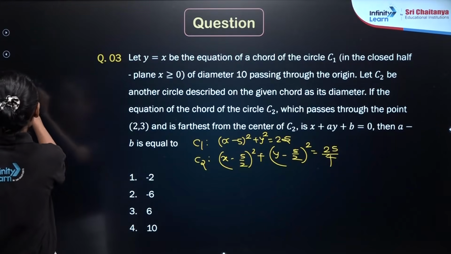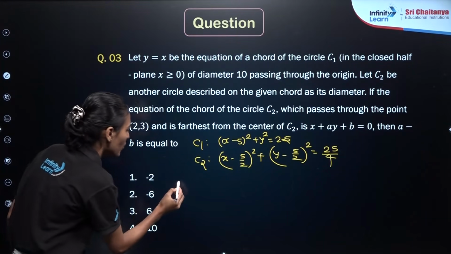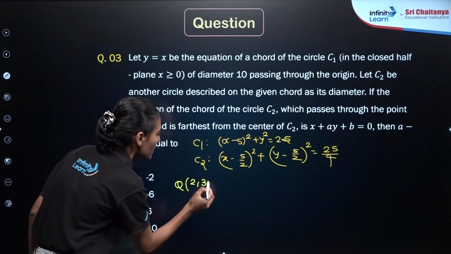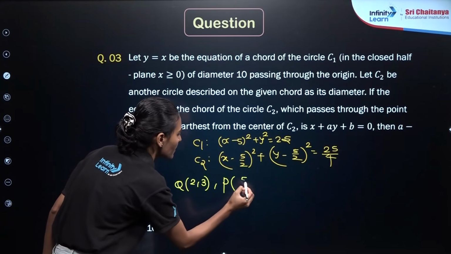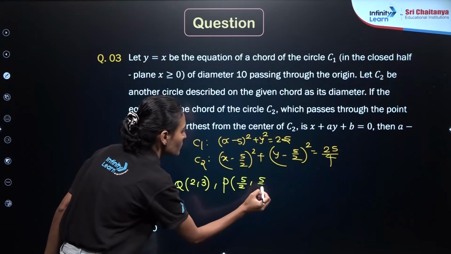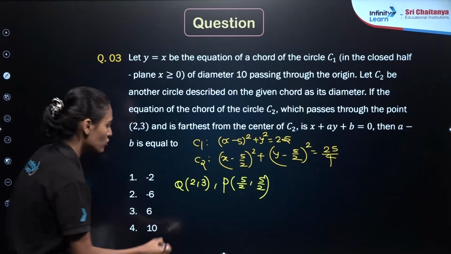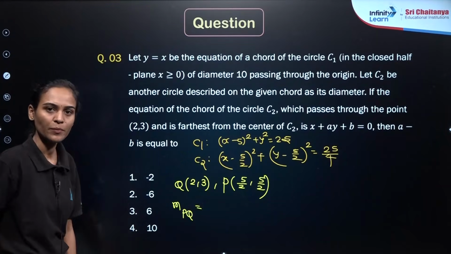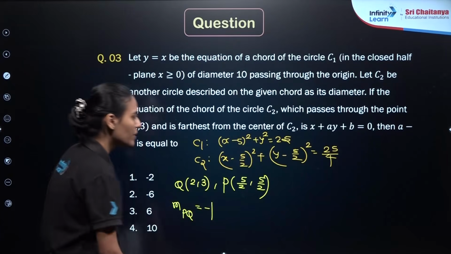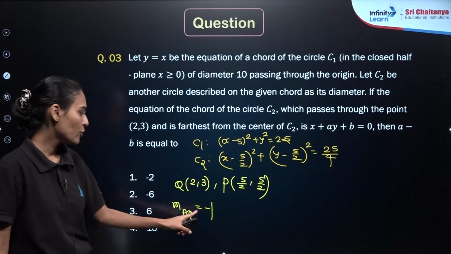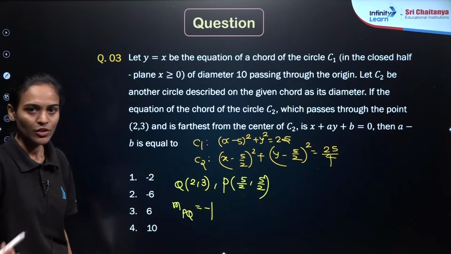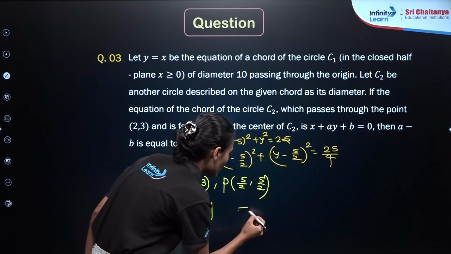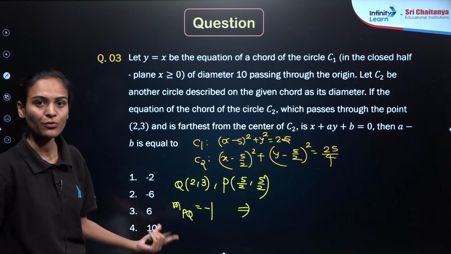So what we will do, let us consider point Q to be (2, 3) and point P to be the center of the circle. Then you can find the slope. What will be the slope PQ? y2 minus y1 by x2 minus x1. It will be minus 1. You know the slope, you know the point it passes through, (2, 3), you can find the equation of a chord, right, by slope point form of a line.